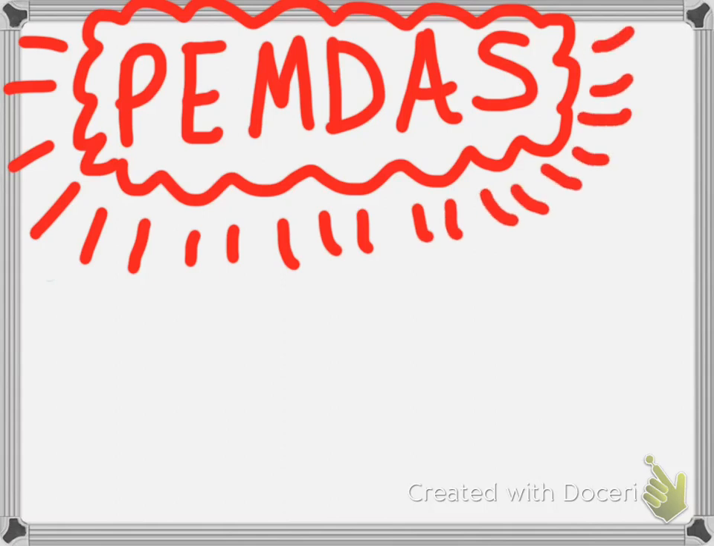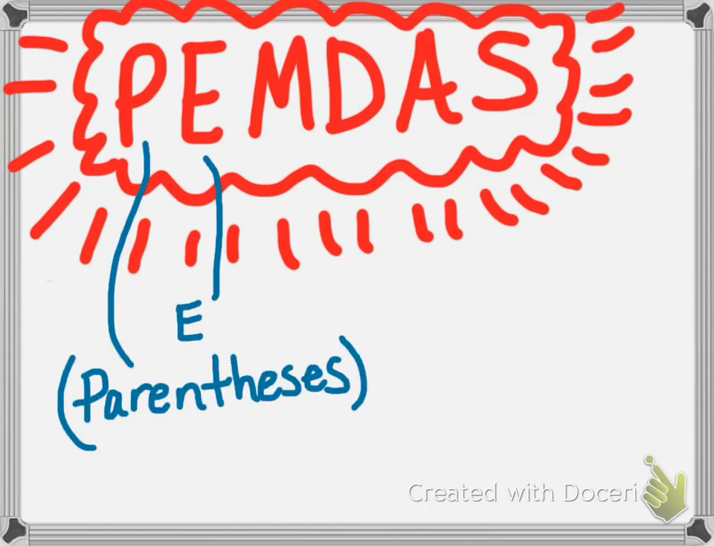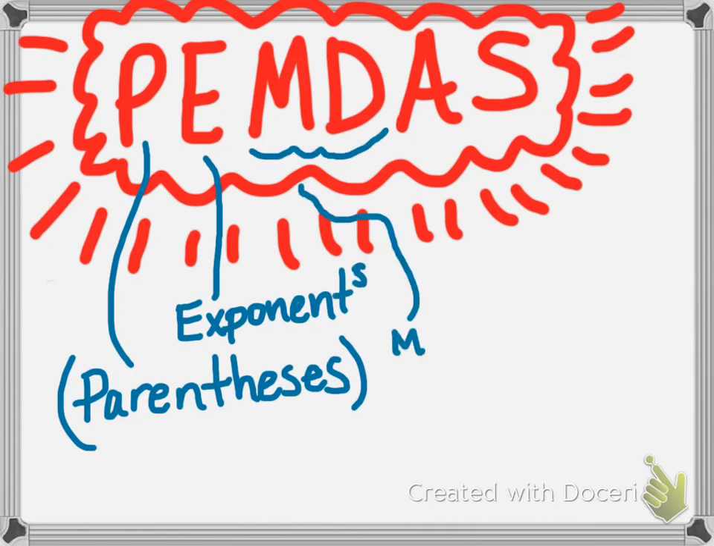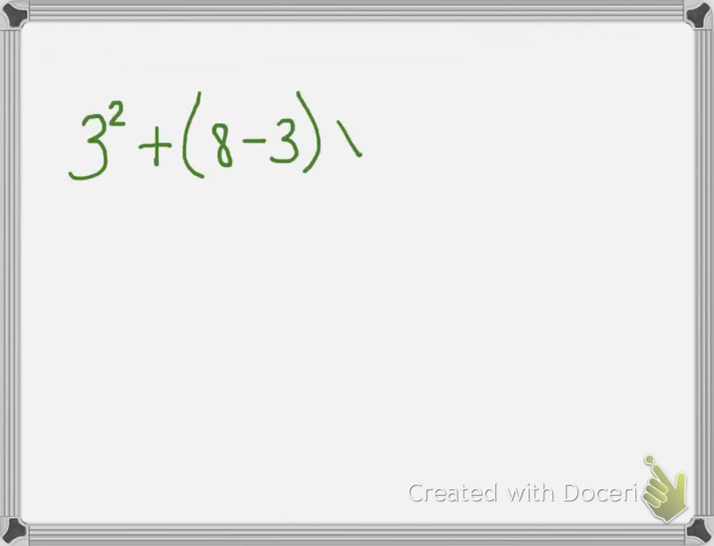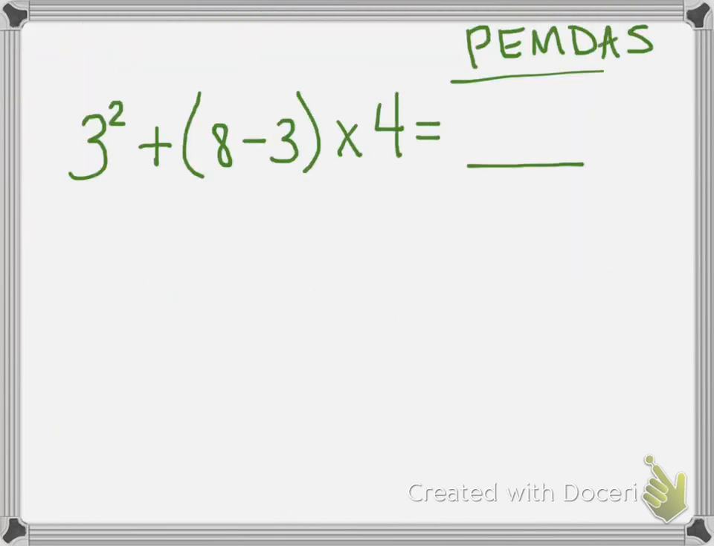If you can remember these letters, you can remember the order of operations. P stands for parentheses, E for exponents, M for multiplication, D for division, A for addition, S for subtraction. I have no doubt that you've seen and used this information before. So you do not need to copy this information down. Go ahead and just watch for a minute.